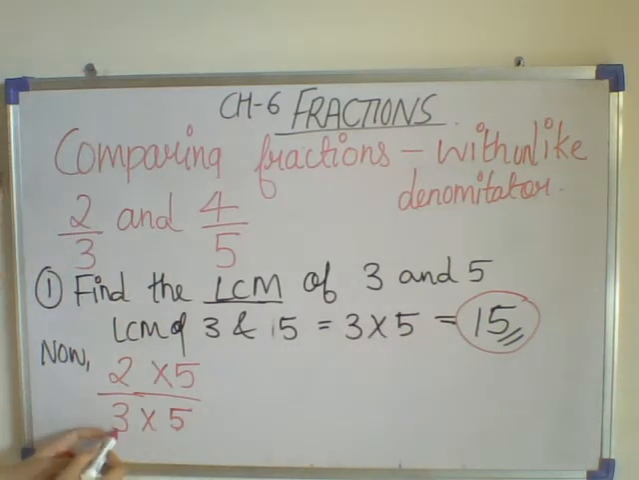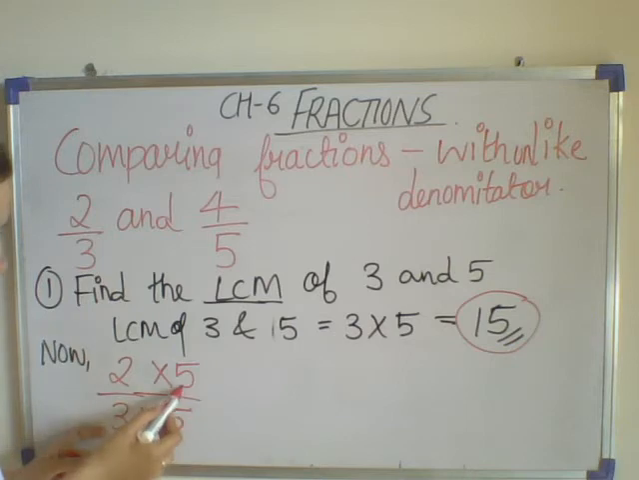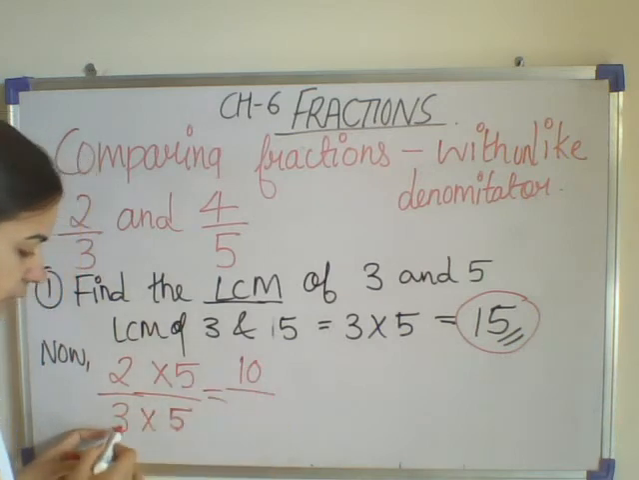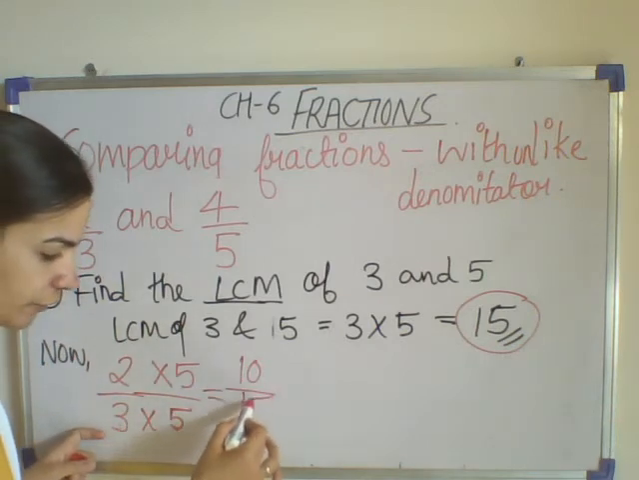So here we are multiplying 3 with 5, and the numerator also we have to multiply with the same number. Like here we have taken 5, so the numerator will also be multiplied with 5. So 2 fives are 10 and 3 fives are 15.